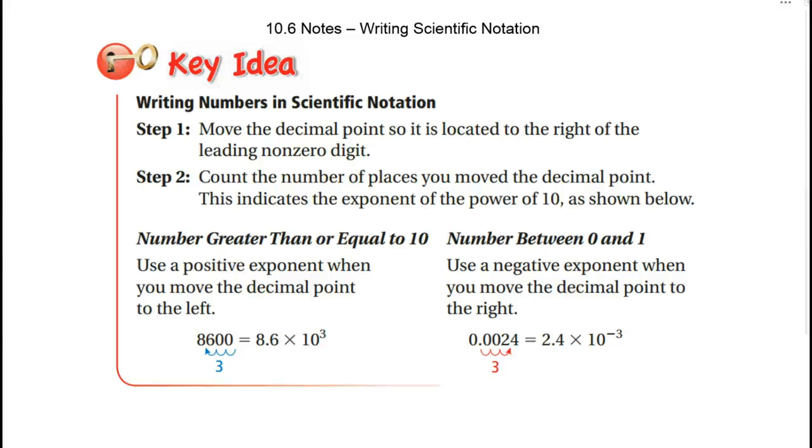All right, this is 10.6 notes. This is writing in scientific notation. So our key idea here is we have two separate steps. Step one is we need to move the decimal point so it's located to the right of the leading non-zero digit.